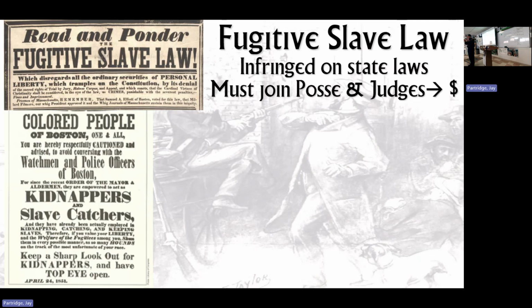Now, supposedly more paperwork. Doesn't that sound like a bribe? Doesn't that sound like if you're a dishonest judge, you could make a little bit of money? $10 then was a heck of a lot of money.